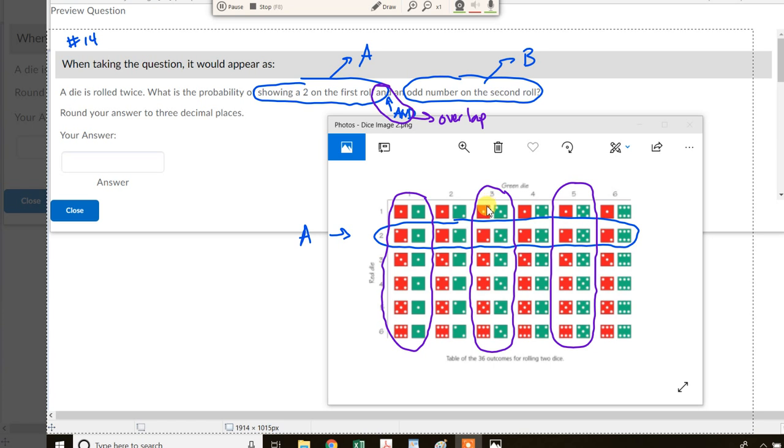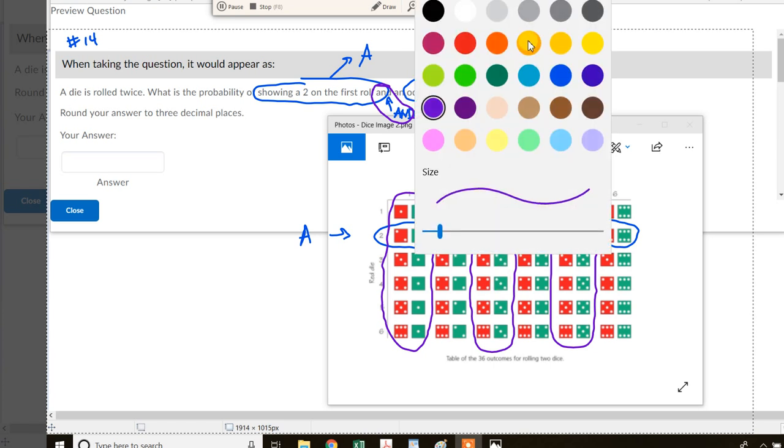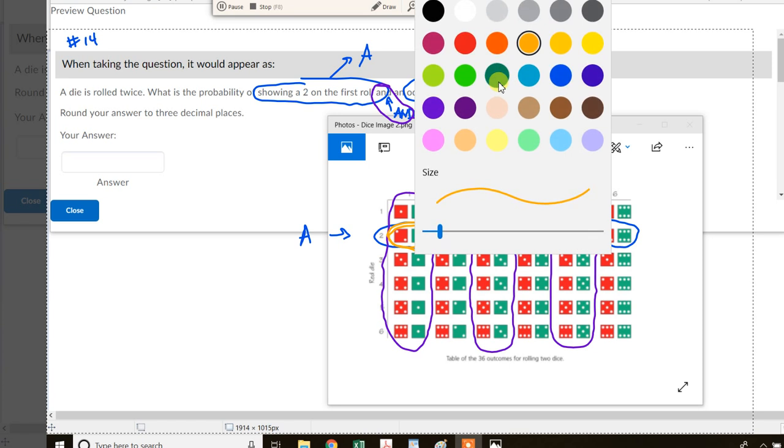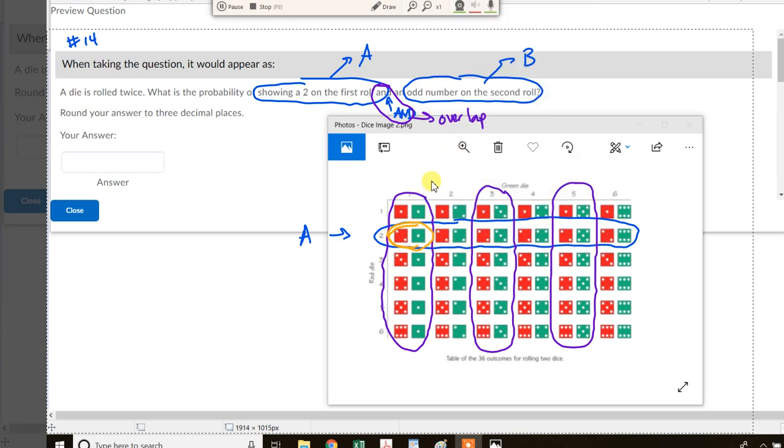Okay, so I have enough information. Where's my overlap? Where are my overlapping locations? Right here is an overlap. In other words, I should have notated this. This is event B. All of this is event B. B is here and here and here.